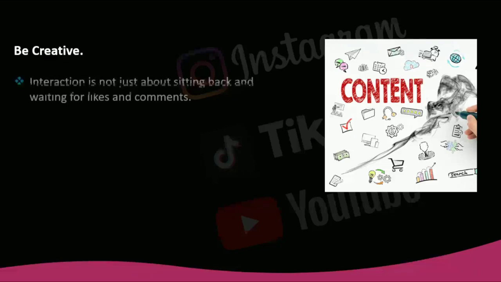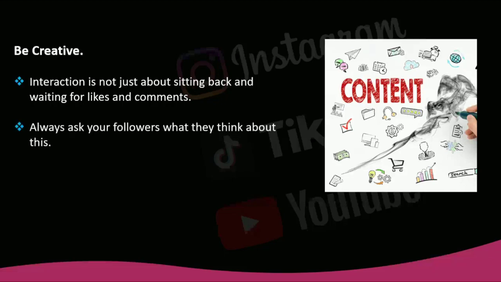Remember that interaction is not just about sitting back and waiting for likes and comments. You must also provoke the interaction by being creative with the creation of your content and, of course, by calling for action. Always ask your followers what they think about this. Would you like to see more similar content? And even take advantage of the use of stickers in your stories, such as surveys, questionnaires, questions. It's a way to generate interaction and, at the same time, create content almost instantly.